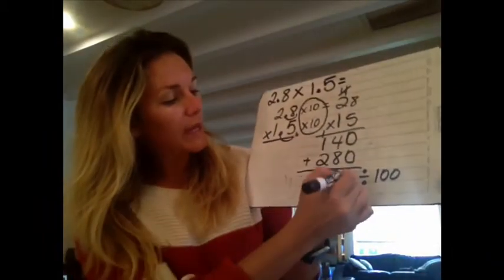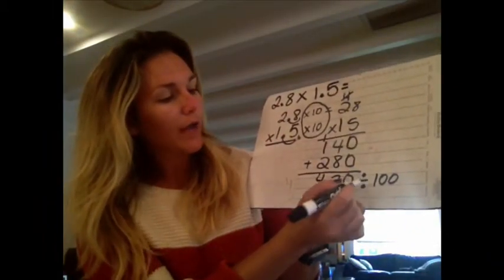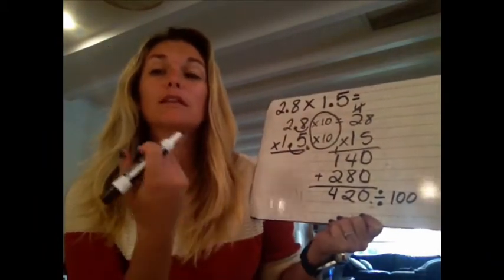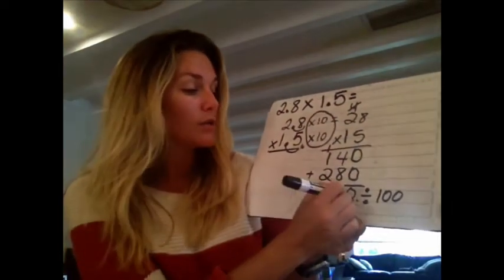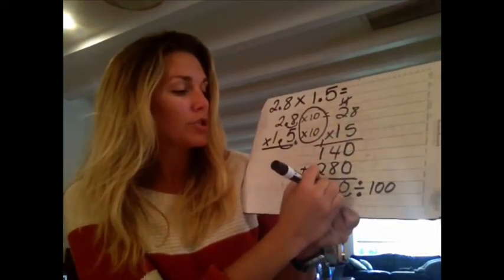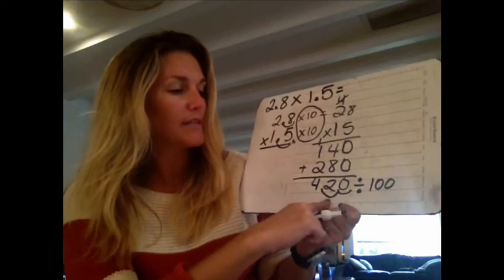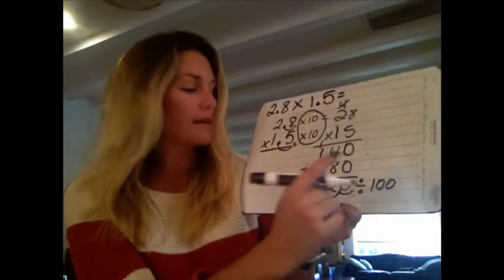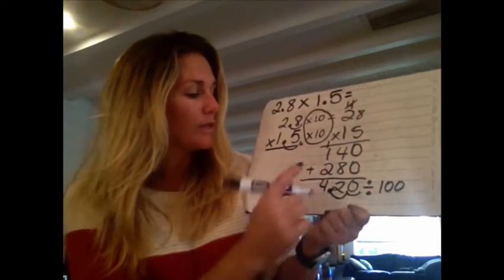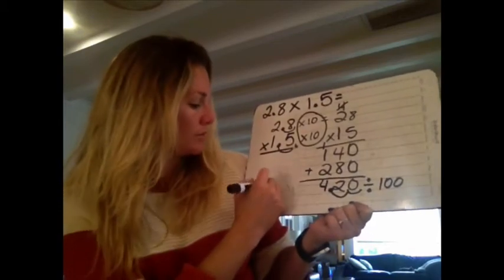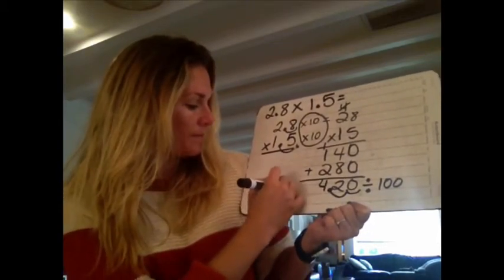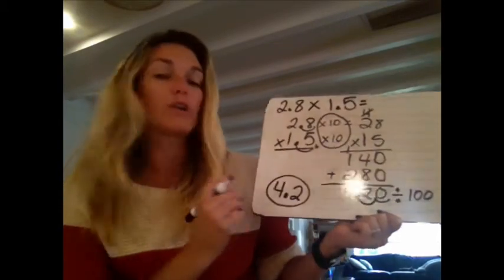No decimal in sight, place it to the right, okay? And I'm going to move my decimal to the left 2 places. So 1, 2, that's 10 times 10, which is 100, okay? So my new decimal point is in between my 4 and my 2, all right? And my answer is 4 2/10.